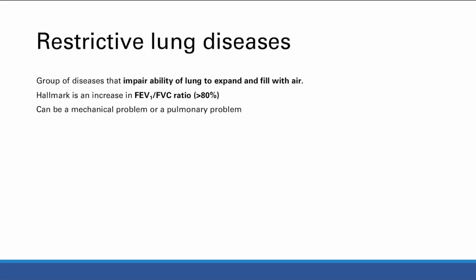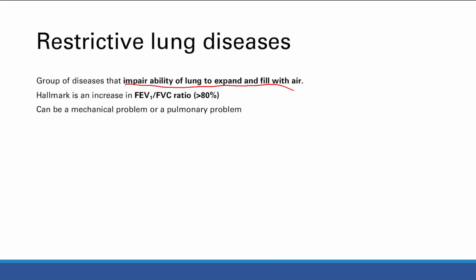We just finished talking about obstructive lung diseases. Now we go to restrictive lung diseases. So restrictive lung diseases are a group of diseases that impair the ability of the lung to expand and fill with air. So it's restricted from expanding and filling with air. This is opposed to obstructive lung disease, where something's preventing the lung from emptying the air that's inside the lungs.